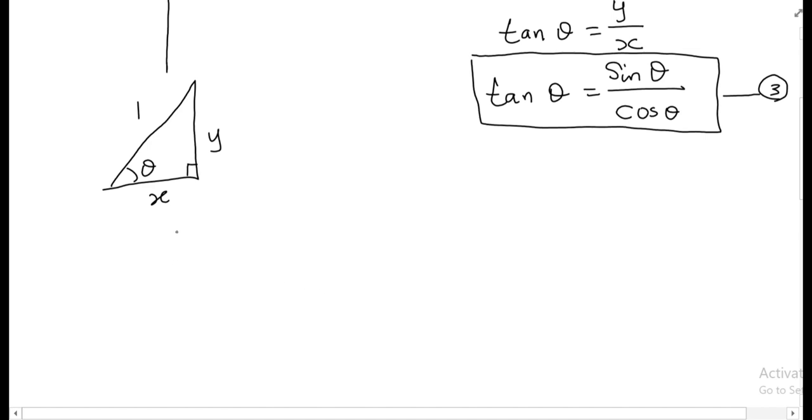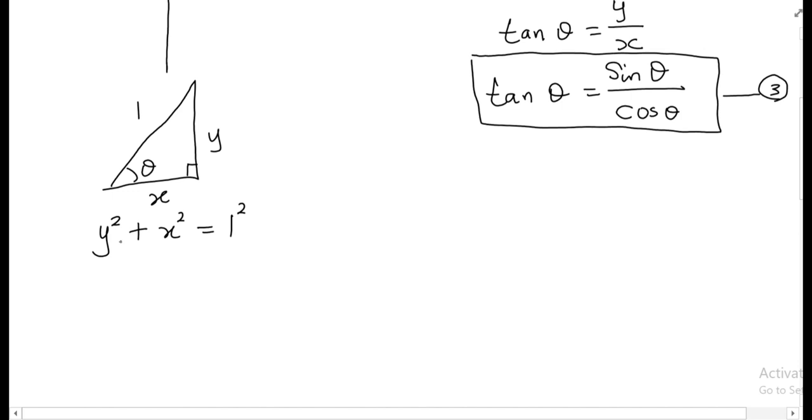Now, applying Pythagoras theorem to this, you have hypotenuse squared, which is 1 squared, equal to x squared plus y squared. So using Pythagoras theorem, we have y squared plus x squared will now be equal to 1 squared.